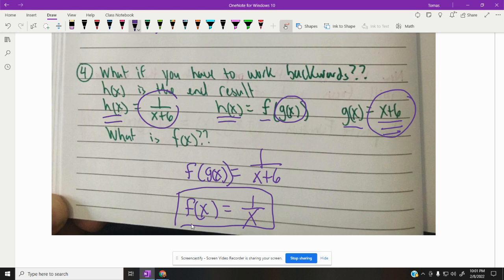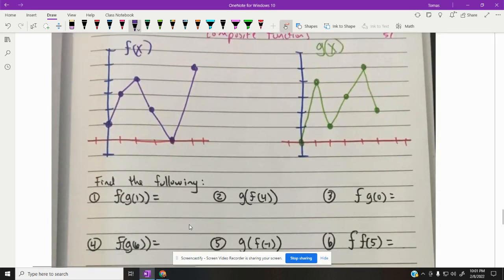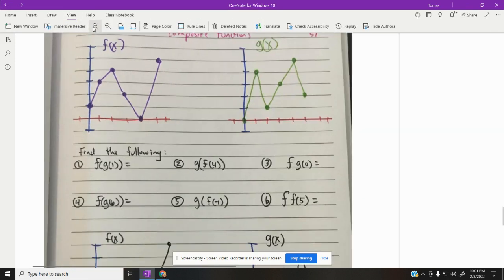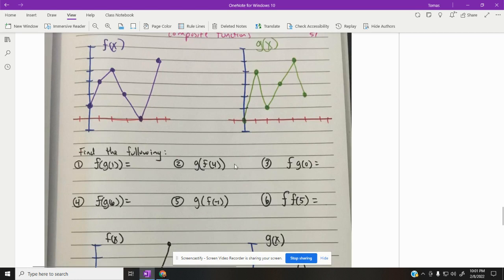So far, so good. I hope so. Now, these are my all-time favorite way of doing composite functions because it involves 2 graphs. And it actually involves a little thinking.